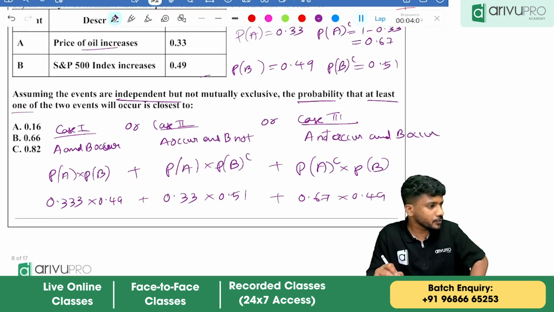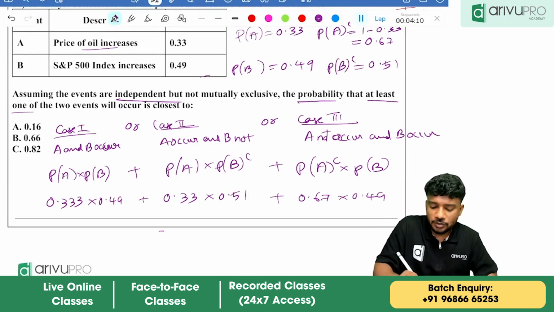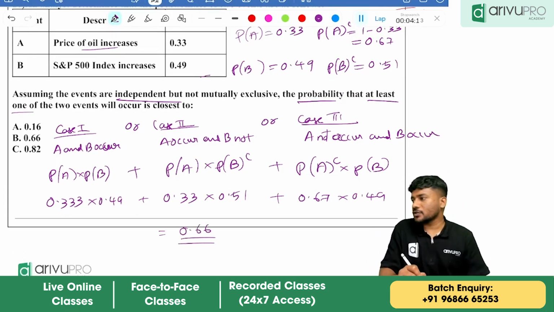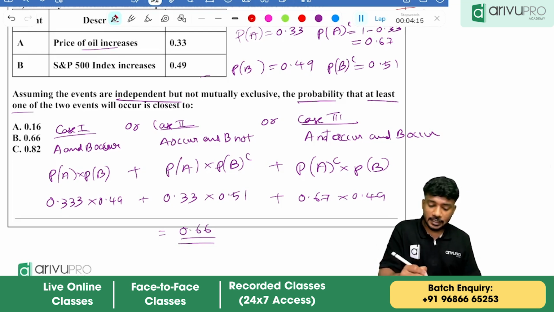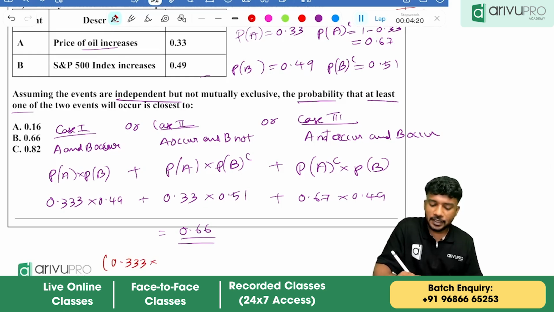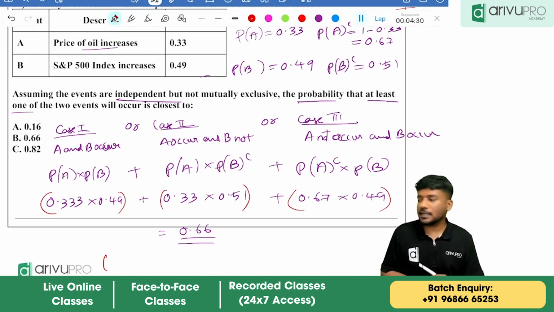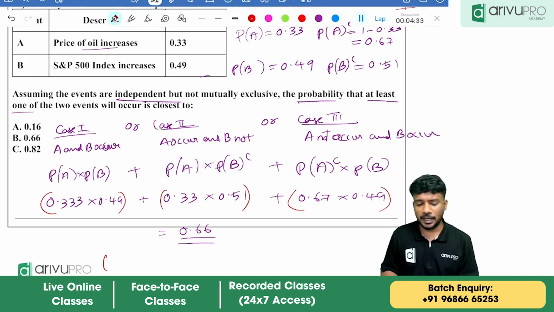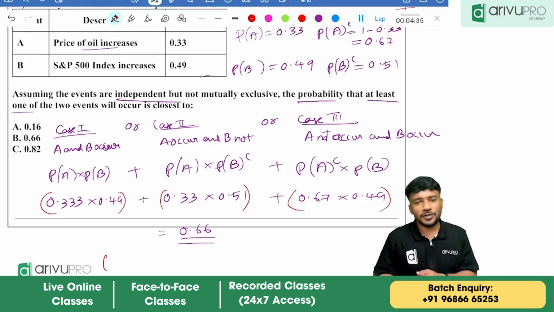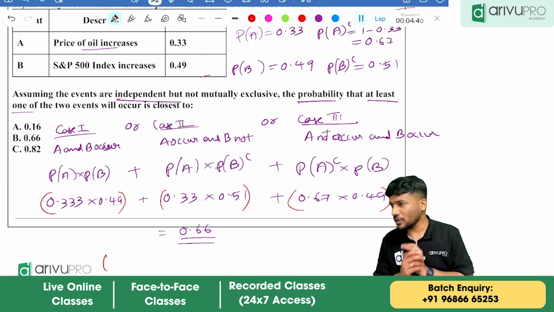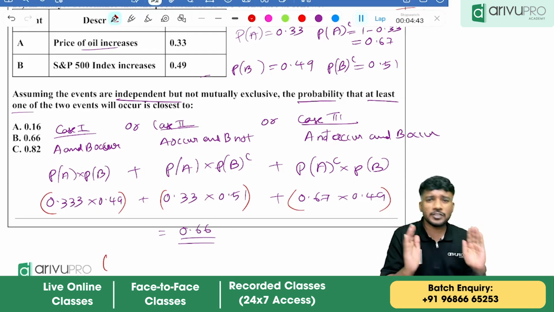How much is the answer? Correct answer, yes. So 0.66 is your answer. So how will you solve it in the calculator? You will first put a bracket, 0.33, then the multiply sign, then 0.49, then close the bracket. Then plus, and put brackets again for the next term. What will happen if we forget to put brackets? The entire thing will get added, so our rules will go for a toss and you will get a different answer. Always remember, when you are multiplying and adding, always put the brackets.